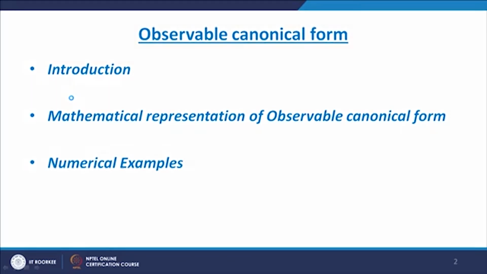Now about the introduction. If you see any state space analysis, what is the final aim? The final aim is to design a controller, and the controller is designed in the state space using pole placement techniques. In the pole placement technique there is a need to check controllability and observability. All these issues we will study afterward.